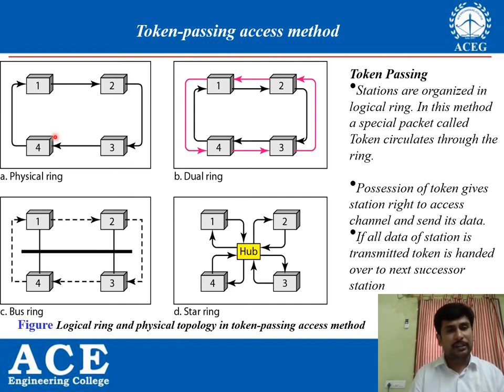So it's not that every station will have the token at once. The token will be rotated among the devices in the ring, and whichever station has data to send and has access to the token will send that data.